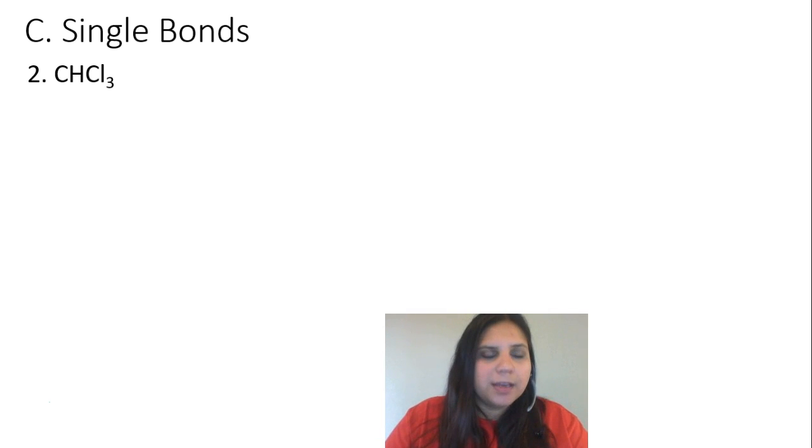Okay, number 2, we have CHCl3. So we have 1 carbon. Step 1, figure out the number of valence electrons for hydrogen and chlorine.